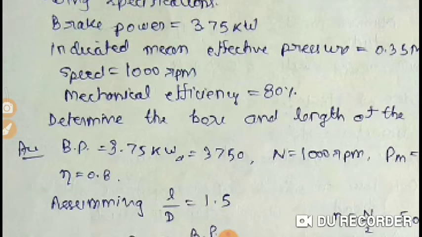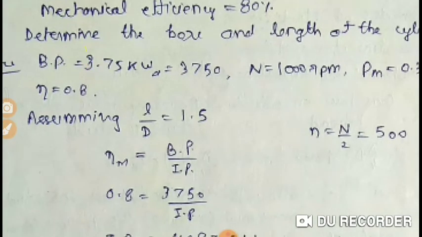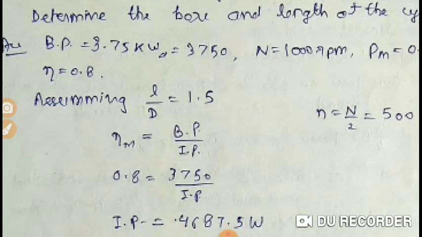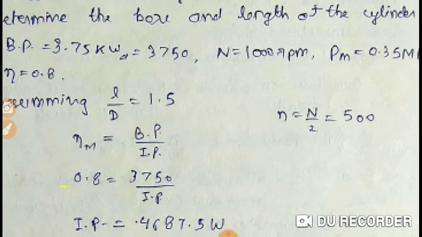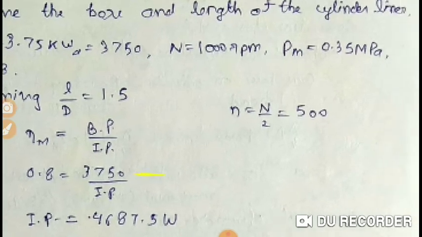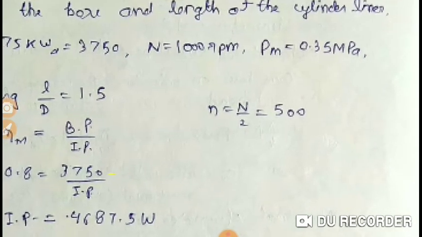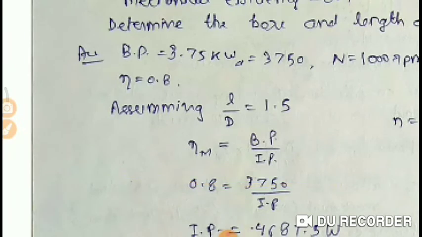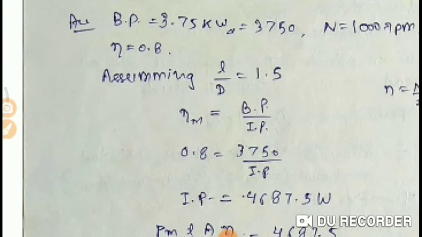So simply, according to the data, we have to proceed with our problem. First of all, write down all the data that is given in the problem: brake power in terms of watts, capital N that is the RPM, p m the mean effective pressure, and eta mechanical efficiency. So assuming L by D equal to 1.5.